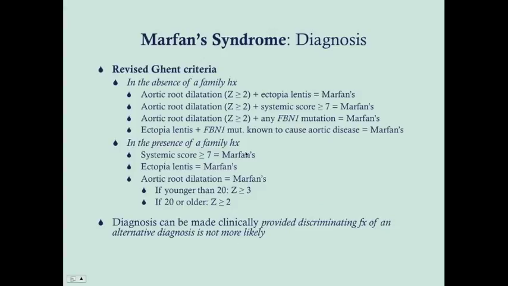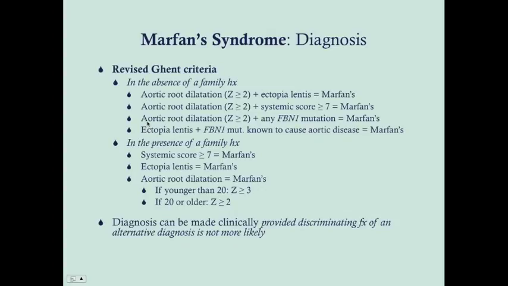Also, if you have a family history of Marfan syndrome and the patient has a dislocation of the lens, that's a diagnosis. And then if they have a family history of Marfan syndrome and then they have aortic root dilatation, that's also going to be a diagnosis of Marfan syndrome. And the definition for aortic root dilatation, when we're talking about a patient with a family history of Marfan syndrome, we have to use a little bit stricter criteria than we would otherwise use. So if the patient's younger than 20, they have to have a Z-score of more than 3. And if they're 20 or older, then we use a Z-score of more than 2.